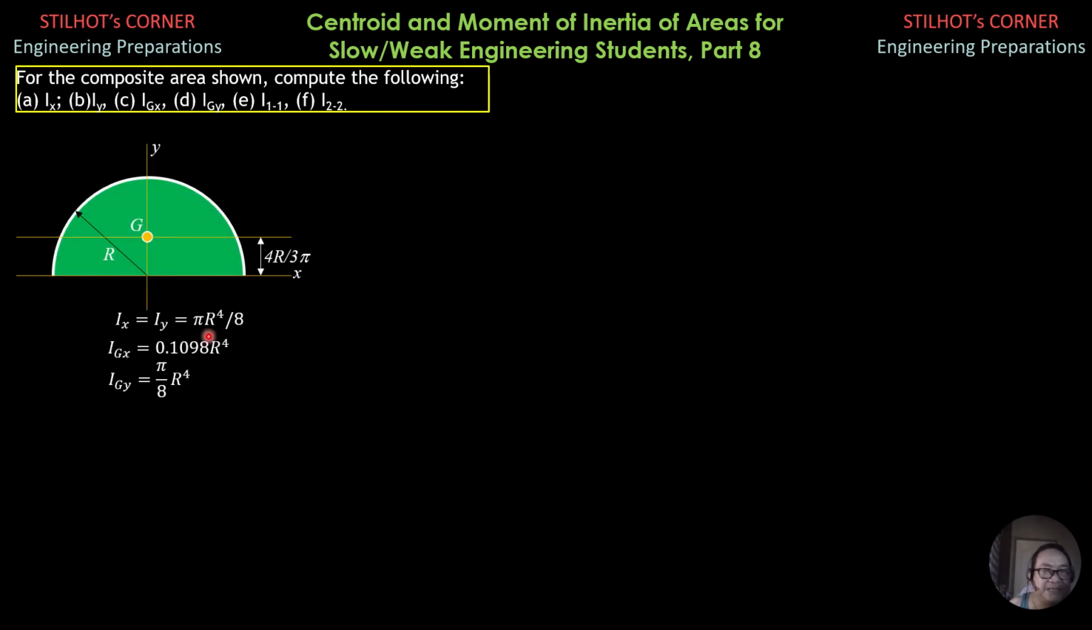Remember that in the preceding slides, we have the moment of inertia of a whole circle, which is pi over 4 r to the fourth. But for this semicircle here, of course, it is half of pi over 4 r to the fourth. So Ix is half of a circle, so it is 1 half of pi over 4 over 4, so pi r fourth over 8.